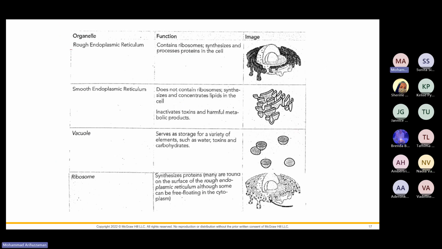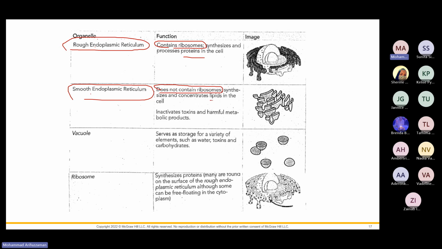Now the rough endoplasmic reticulum and smooth endoplasmic reticulum. The difference between rough and smooth endoplasmic reticulum is important. Rough endoplasmic reticulum contains ribosome and helps in protein synthesis, and smooth endoplasmic reticulum does not contain ribosomes, and helps in lipid synthesis. So the difference between rough and smooth endoplasmic reticulum is important.